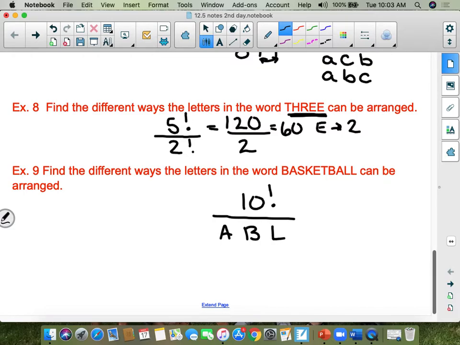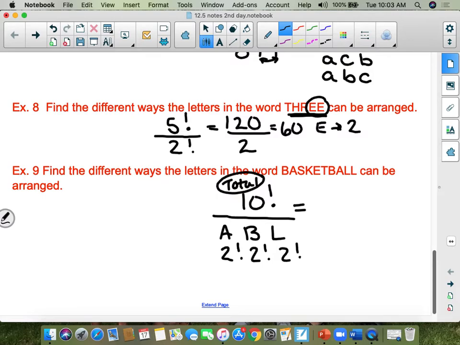So the total letters go on the top with factorial. And all the letters that repeat. I have 2 A's, so I have to put 2 factorial. I have 2 B's, so I do 2 factorial. And I've got 2 L's, so I have to do 2 factorial. The previous one only had 2 E's, so I only had to do 2 factorial on the bottom. I think that's it. 2 B's, 2 A's, 2 L's.